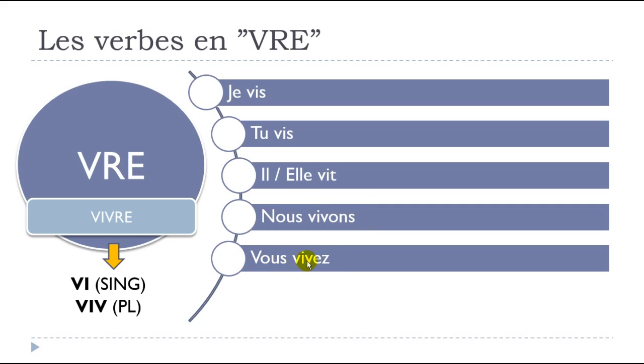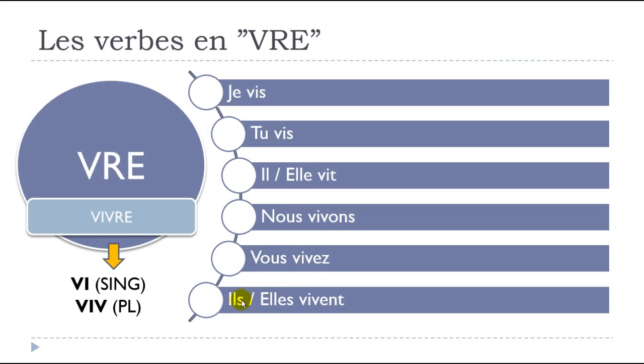Vous vivez, ils vivent, elles vivent. If you have this clearly in mind, that we've got two stems, the first one for the singular is vi plus the endings, and for the plural it will be viv plus the ending, then you will master this verb and the other verbs that will be conjugated like it. So let's see now the endings.